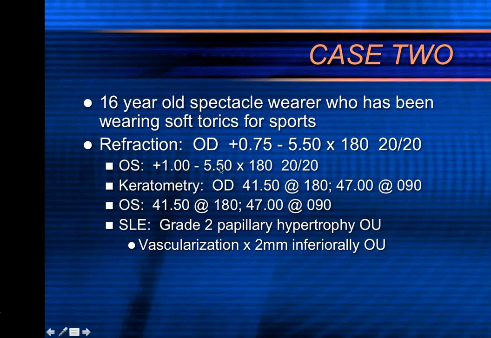But you see what we have here: hyperopic, highly astigmatic. The cylinder tends to match with the amount of corneal toricity, they're obviously having soft lens-induced problems, papillary hypertrophy, vascularization. So this patient's all but shouting out for a GP Bitoric.